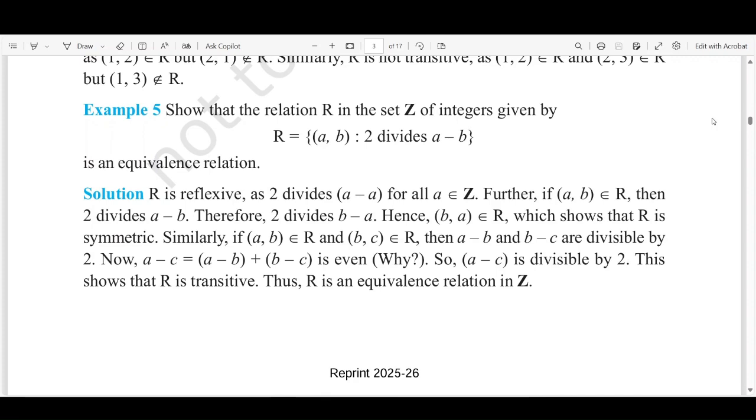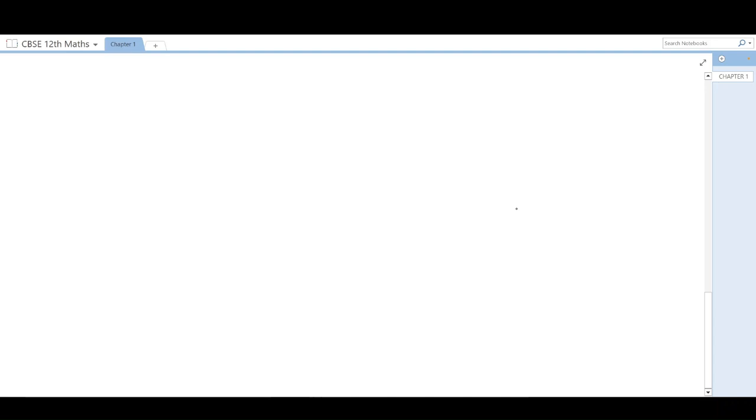Moving on to the second property, symmetric. If you take two elements a and b in the set Z such that a minus b is divisible by 2, now we have to prove that b is related to a. That is, b minus a is also divisible by 2. It is given that a is related to b such that a minus b is divisible by 2. It is obvious that 2 will also divide b minus a. Therefore, we can say that b is related to a. So, the relation R is symmetric.